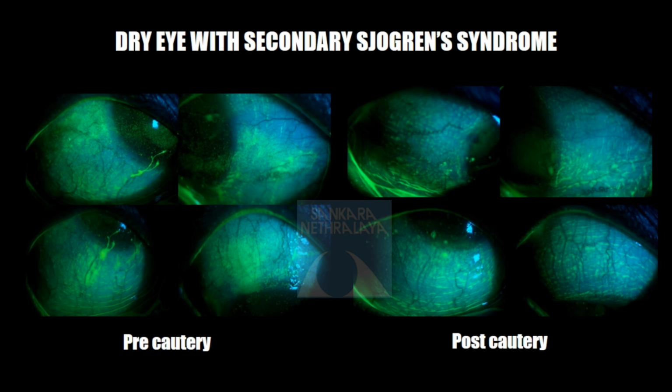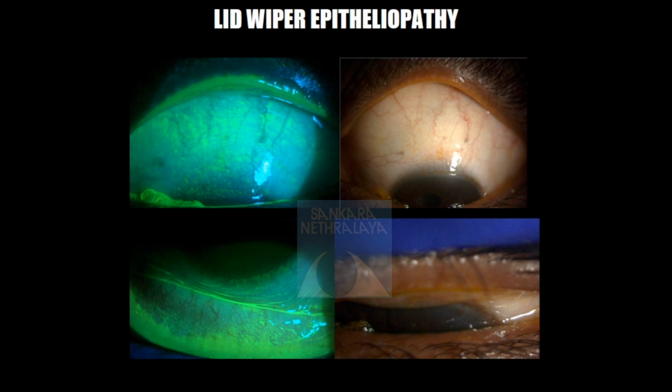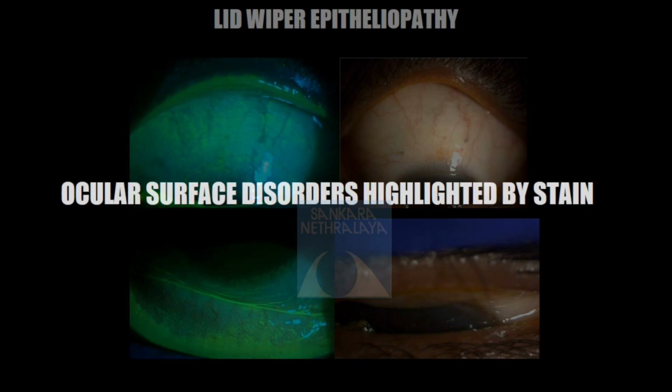In this patient with Sjogren's syndrome, fluorescein staining with a yellow filter before cautery revealed temporal, nasal, inferior and superior conjunctival grade 3 staining, which improved post-cautery. Another underdiagnosed entity of dry eye is lid wiper epitheliopathy, which is a friction-related damage. In the image on top, we can visualize a widened strip of staining along the superior lid margin associated with conjunctivochalasis and grade 2 bulbar conjunctival staining. Interestingly, the lower lid also shows a lid wiper epitheliopathy, which is a relatively uncommon finding.